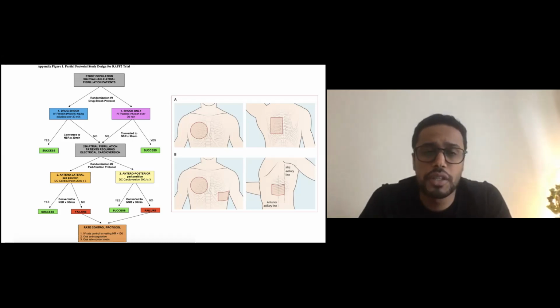For those patients who didn't convert to normal sinus rhythm, which was 296 in this study, they did a second protocol for randomization involving electrical cardioversion, where they divided them into two groups, one to receive anterolateral cardioversion and the other to receive anterior-posterior cardioversion. Now, in the second phase, when they had no success in cardioversion to normal sinus rhythm, they used a rate control approach, and they sent the patient home with oral anticoagulation and oral rate control medication.